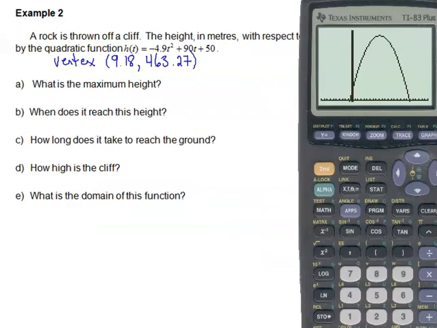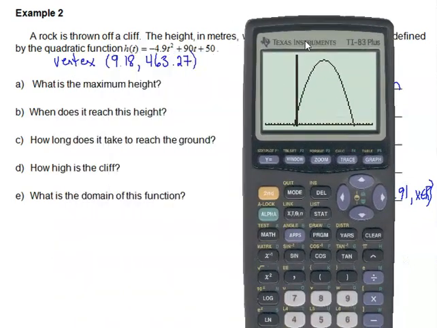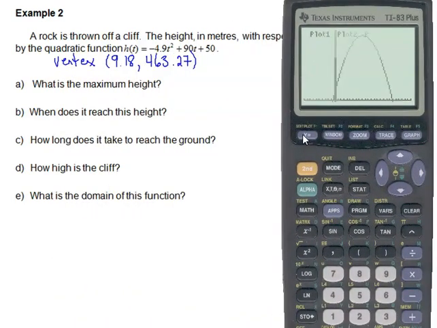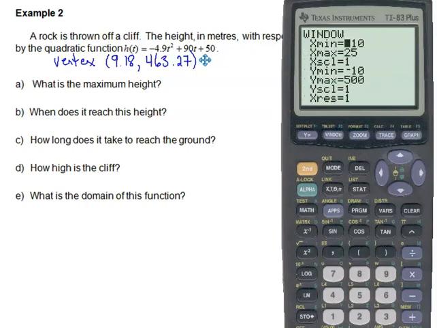So for example 2, and I already have this graphed, it's giving you a rock is thrown off a cliff. The height in meters with respect to time is defined by this quadratic. So what I've done, I've gone in and I've put this quadratic in my y equals, and then I graphed it. But I did need to change my window. So I knew that just from the numbers that I have here, I know my y-intercept is going to be already at 50.